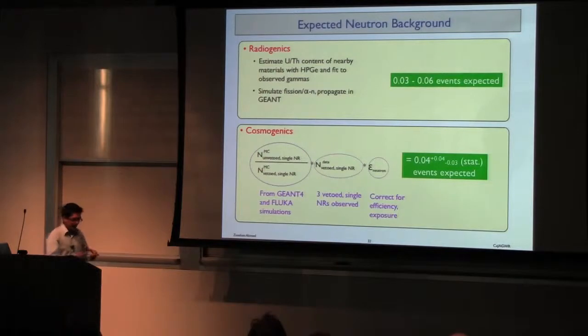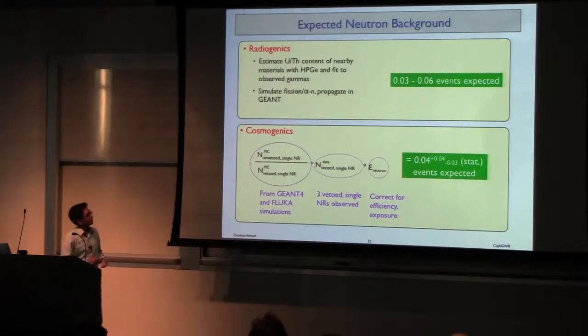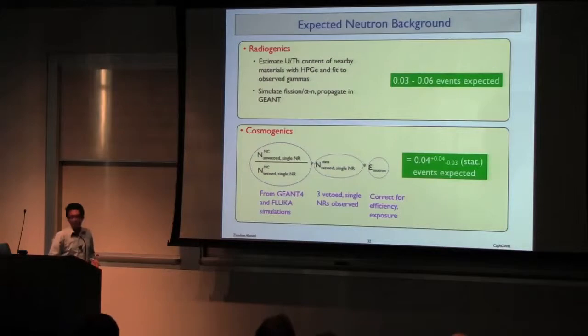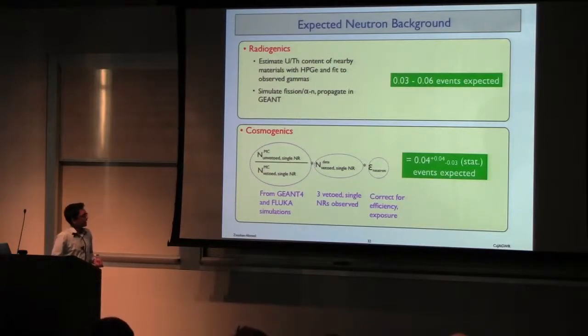The radiogenics is just counting the materials, so we know what the contamination on the materials is. We put that into a simulation, and we see that the contribution is actually much smaller than the surface event background. For the cosmogenics, once again we do simulations of muon showers, and see what the unvetoed to vetoed rate from the Monte Carlo is. And then from our data, we just normalize it with the counts of vetoed single nuclear recoils. So this is in coincidence with muons. And then there's a correction for efficiency and exposure, and then you get that number over there, which is also pretty small. Okay.